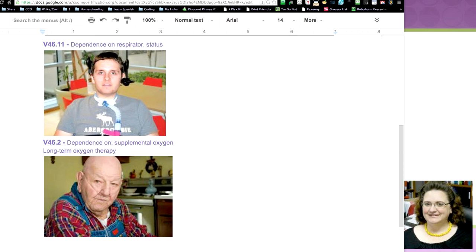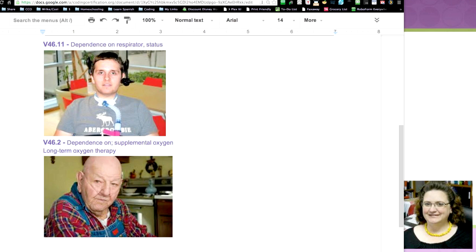You see the people that walk around with those little O2 tanks, they are V46.2, dependent on supplemental oxygen. So it's two completely different things. Now, these are not first listed diagnoses. These are V codes that help paint the picture for the care of this patient. It's very pertinent for the patient to have these codes on there. Just about every time they're seen, V46.2 is going to be pertinent to their care, so that code will be used often with them.